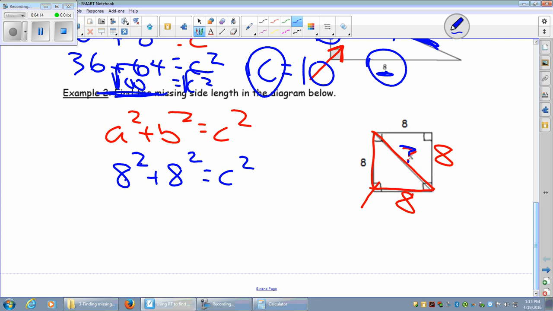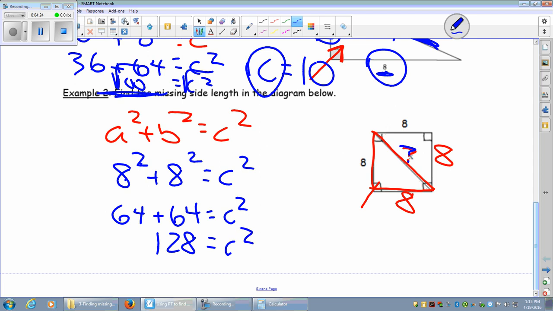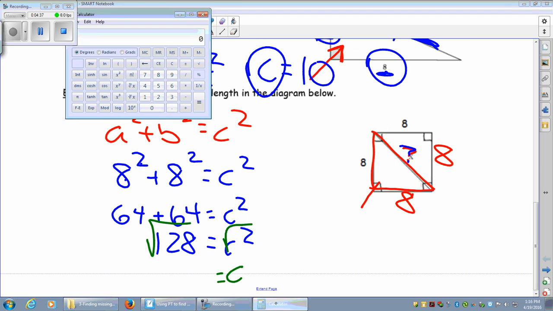8 squared, though, is 64, so I'm going to simplify that a couple times. And 64 and 64 is still pretty easy to do in my head. It's 128 is equal to c squared. Just like up there, though, I need to take the square root of both sides. And if I want to take the square root of both sides just to get c, I have no idea what the square root of 128 is. It is not a perfect square, so that's where I need to use my calculator. I'm going to go 128, square root. Why don't you guys try that for me as well?